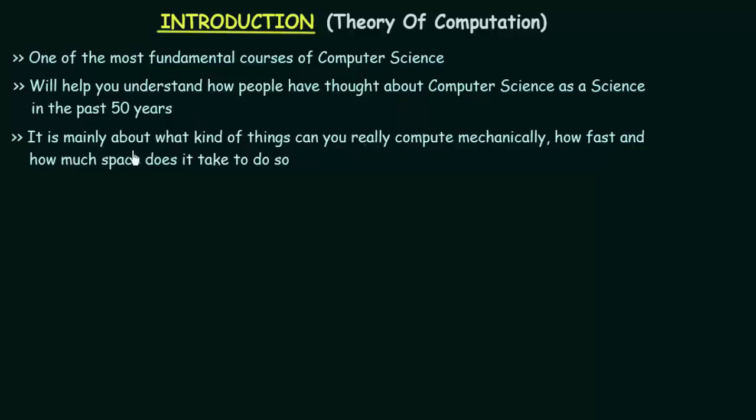So this subject is mainly about what kind of things you can really compute mechanically, how fast you can do it, and how much space it takes to do so. We know that in computer science there are certain kinds of problems that a computer or a machine can solve, and also certain kinds of problems that a machine cannot solve. We shall be seeing all these things in this subject. Let us leave the points of speed and space for a while and focus on what kind of things you can really compute mechanically.